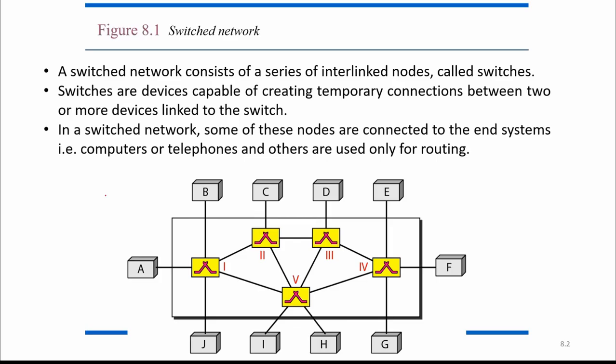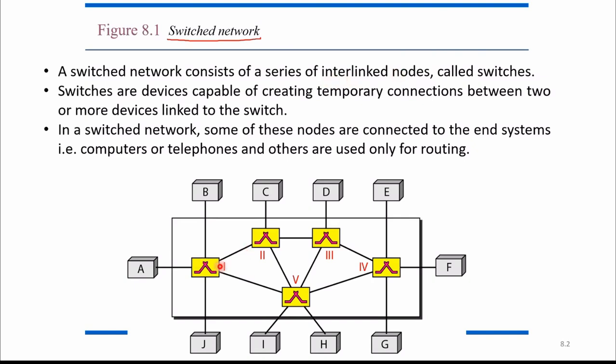Here we are going to look at what a switched network is. A switched network consists of a series of interlinked nodes called switches. If a switched network is there, it will be using different switches. So 1, 2, 3, 4, 5 switches are there. This one is a switch. These switches are going to have different interlinked nodes.